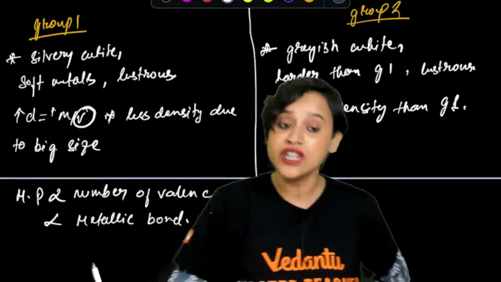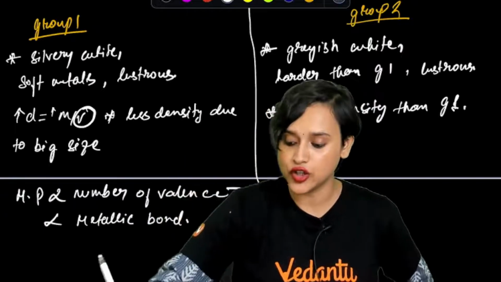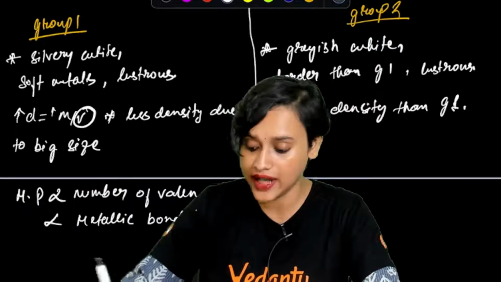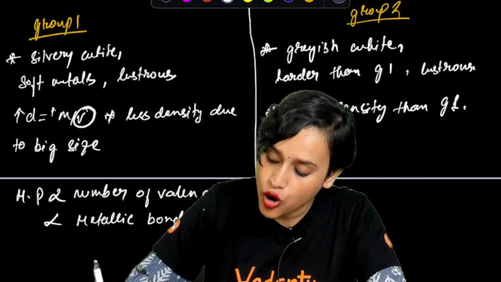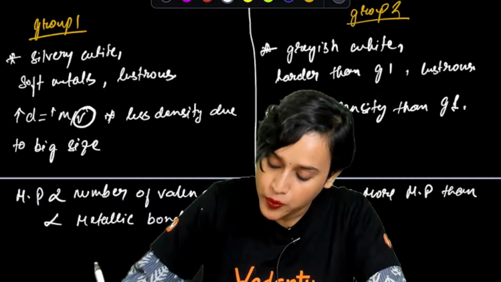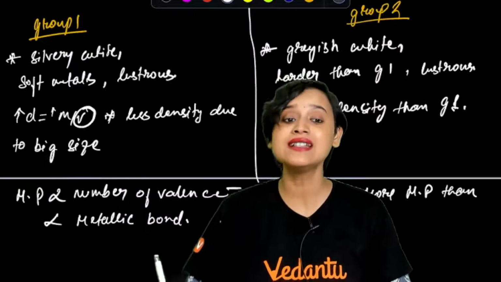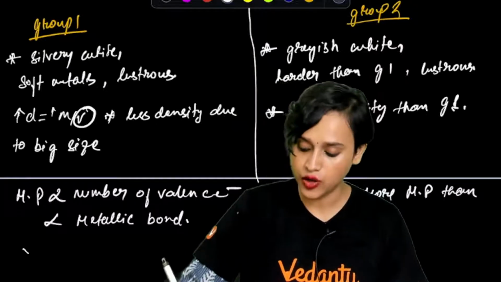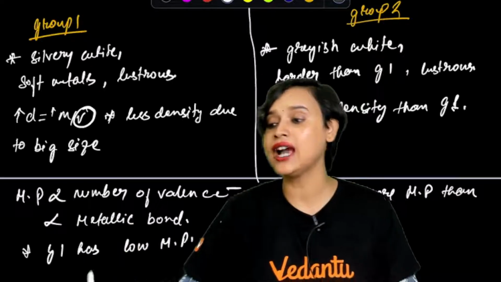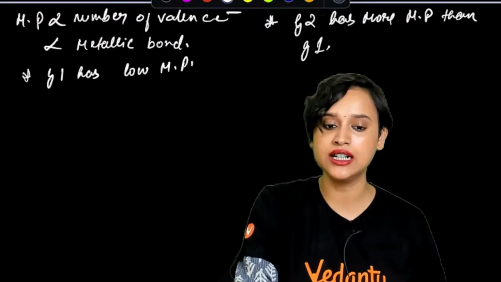So we can understand that group 1 has only one valence electron and group 2 has only two valence electrons. So I can definitely say that group 2 has more melting point than group 1, right? Group 1 has the least melting point, a low melting point. Am I clear, everybody? Is this understood, guys?